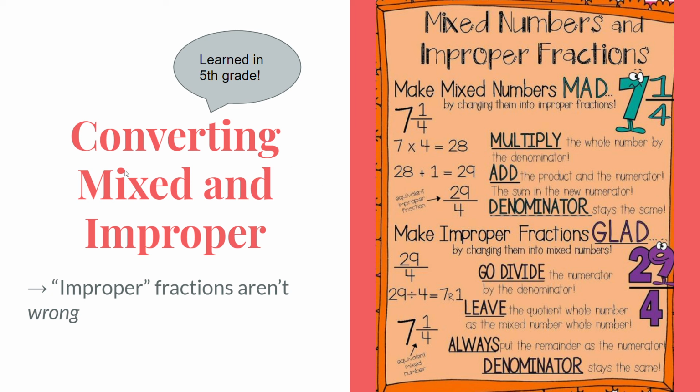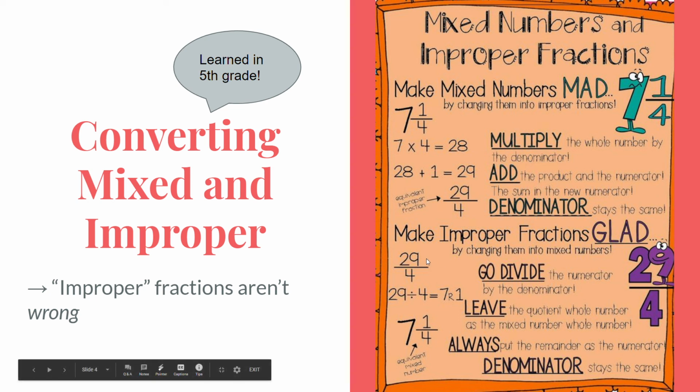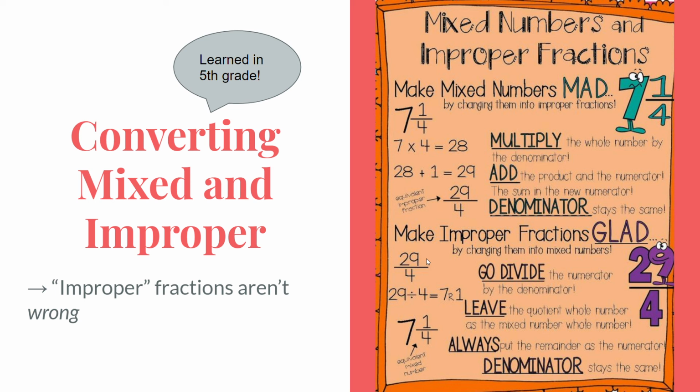So converting between mixed and improper fractions, or fractions greater than 1, is another thing they learned in 5th grade. Some of them are really good at it. They might not quite know why it's happening or how it's happening, but they memorize the steps, and that's awesome. Others, not so much. We use the acronyms MAD and GLAD to remind ourselves of how to do the steps. If it's a mixed number, you make it mad. If it's a fraction greater than 1, you make it glad.